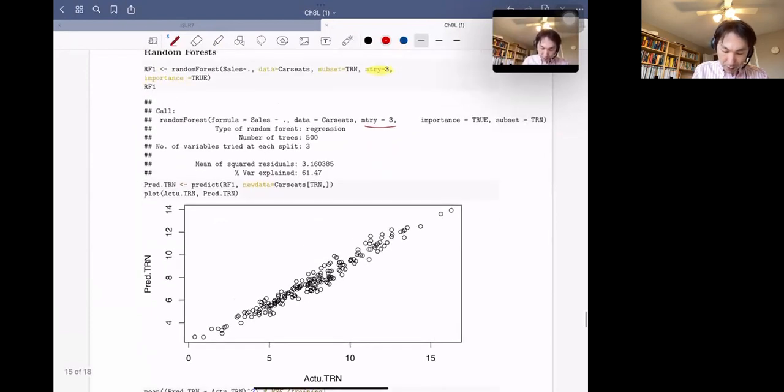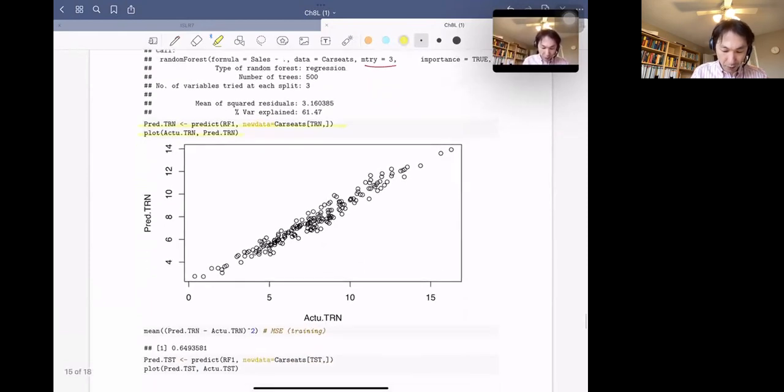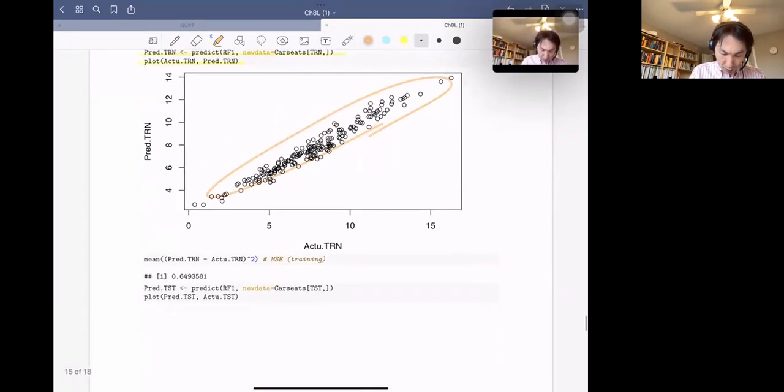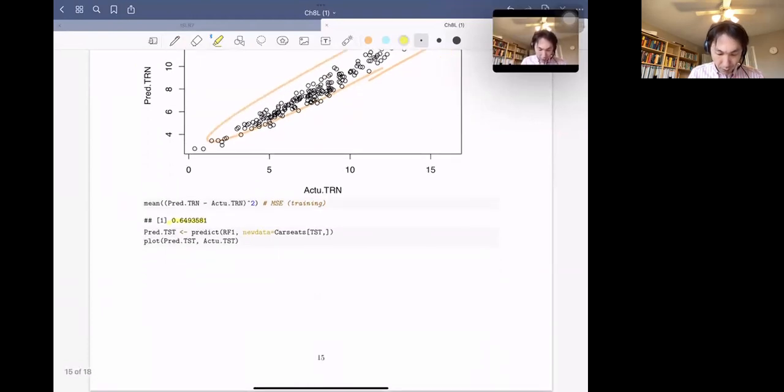And we do the same thing, and we calculate the predicted values, and we check the relationship between the actual sales and predicted sales, and we see the very high correlation. And here the MSE for training set is 0.649. So previously this was 0.477. So it gets larger, so it gets worse.